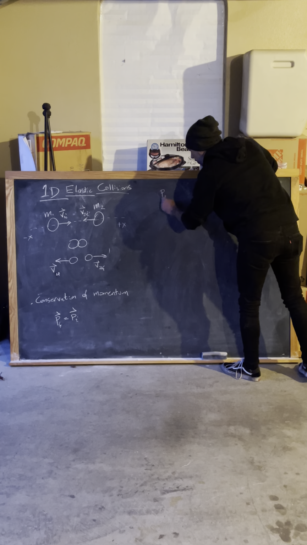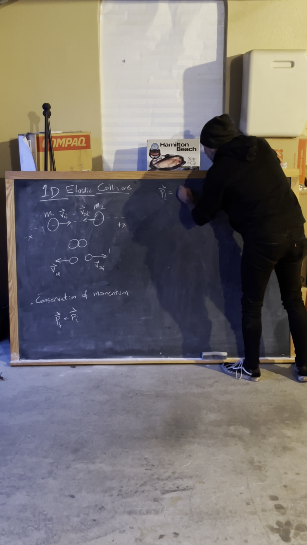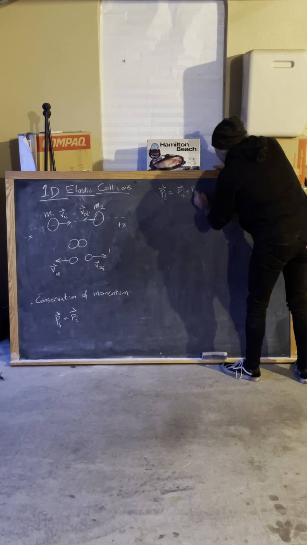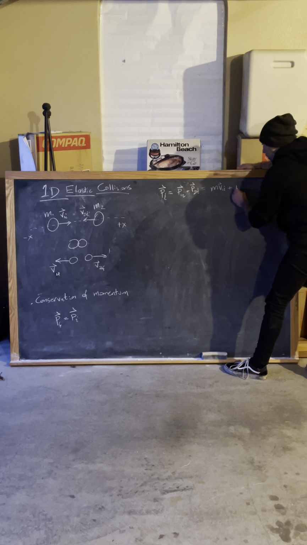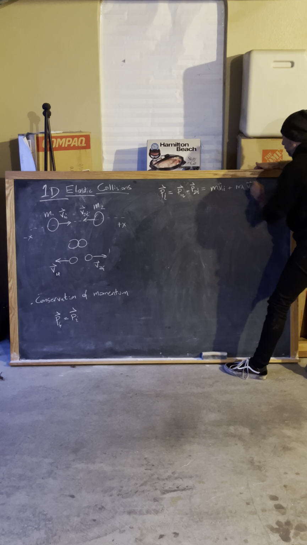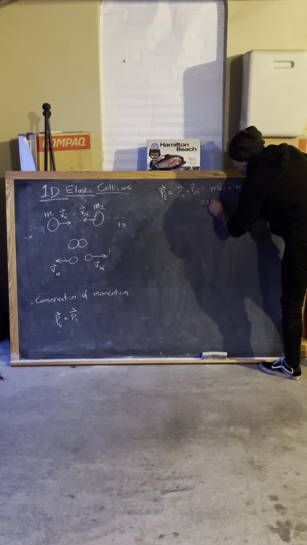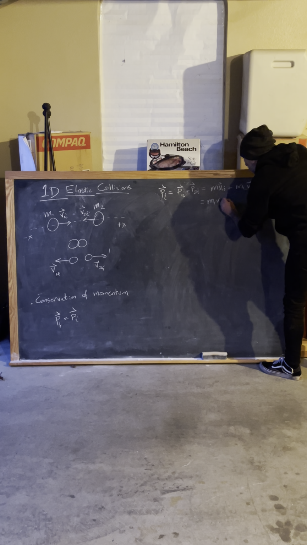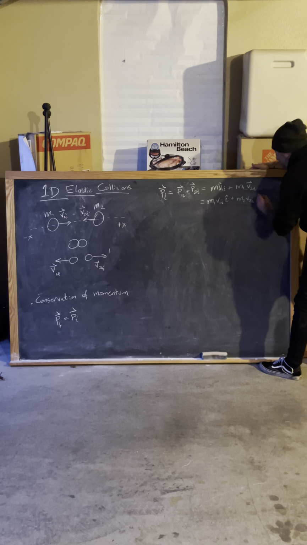Now, the initial momentum of the two-particle system is equal to the sum of the initial momentum of each particle, which is equal to m1 v1i vector plus m2 v2i vector, which we will then technically write as m1 v1i in the i hat plus m2 v2i in the i hat.